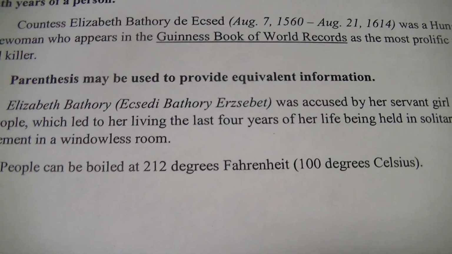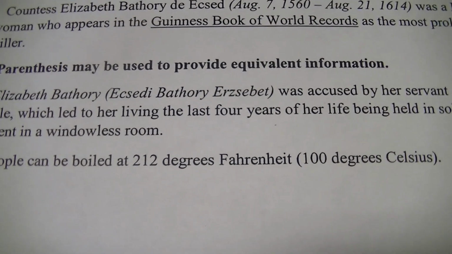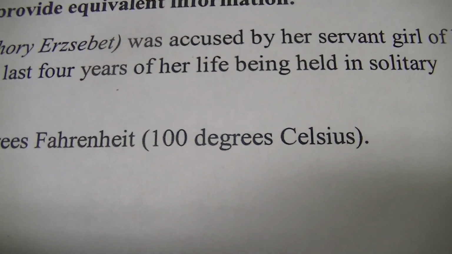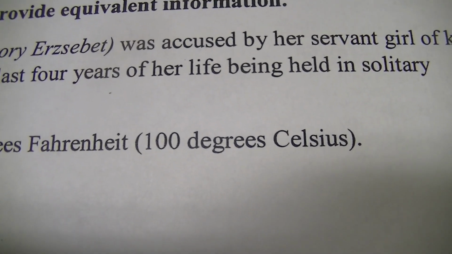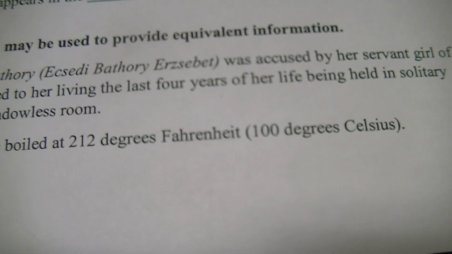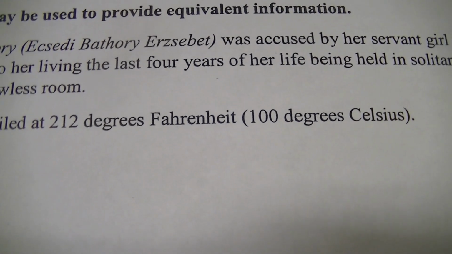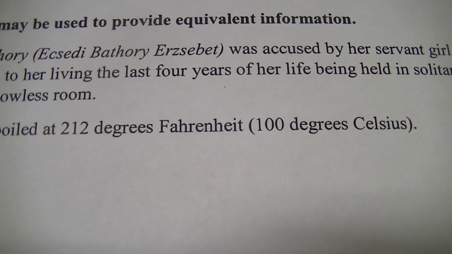Another equivalent: people can be boiled at 212 degrees Fahrenheit. In parentheses, we have 100 degrees Celsius for our European friends who might be like, what the heck is Fahrenheit, right? So that's an equivalent. Notice the exact equivalent goes in. 212 degrees Fahrenheit, in parentheses, that means 100 degrees Celsius. All right, let's turn the page.